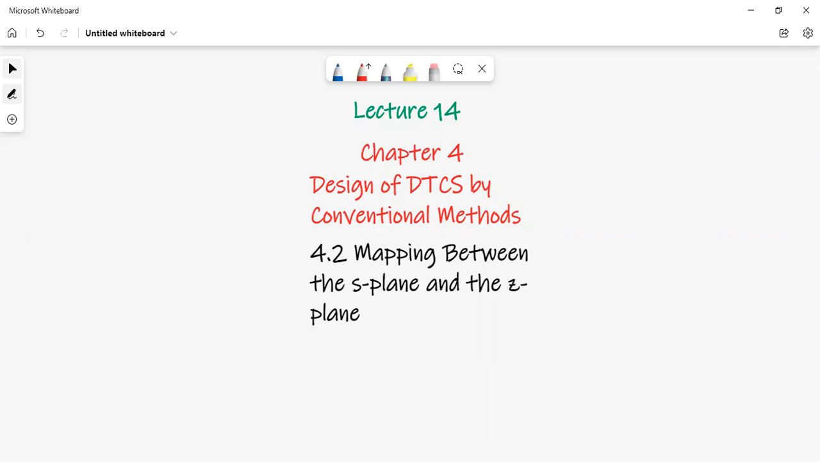We'll be starting chapter 4 today, design of discrete time control system by conventional methods. The methods that we have learned in the classical control, like root locus, frequency domain. So these methods and also stability analysis, error analysis, all these will be discussed in this particular chapter. Since we already have the background knowledge of these articles, now we just have to look how can we relate those ideas in terms of the design in the digital domain. So this is the essence of this chapter.